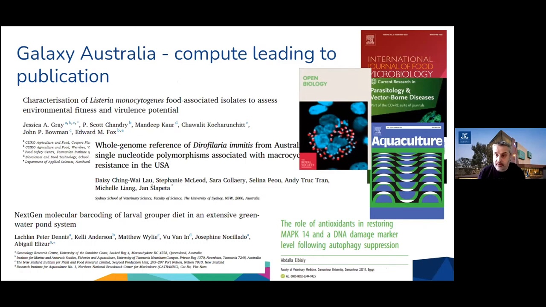Okay, so one of the things that we've noticed recently for Galaxy Australia is that we've been cited a lot recently in publications. And here are four of the more recent ones. Three of these are from Australia and one of them's from Egypt. But these are all publications that cited Galaxy Australia where all the analysis that they did was performed using our service. And you can see it covers things from bacteria all the way up to larger and non-model organisms, which is really cool to see.